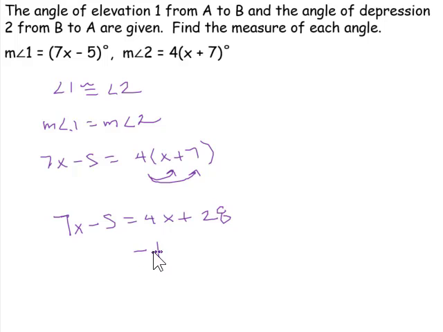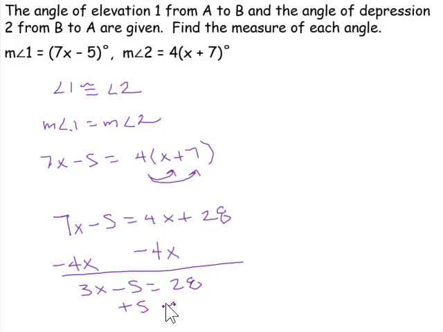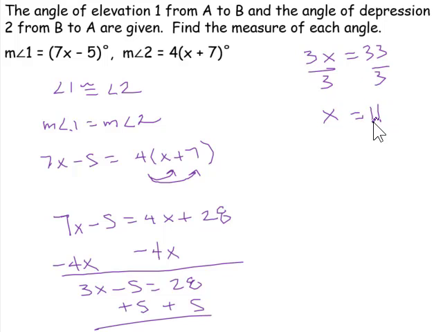We will subtract 4x from both sides. Subtract 4x from both sides. We have a total of 3x minus 5 is equal to 28. We'll add 5 to both sides. And I'll bring it to the top. 3x is equal to 33. And now divide both sides by 3. And x is equal to 11.